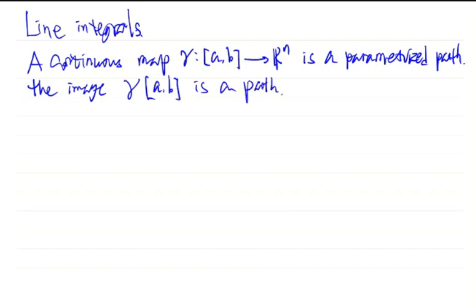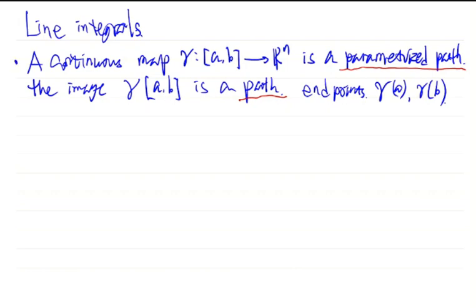So the parametrized path and the path are different. The parametrized path is a map, but the path, as the image of the map, is a subset of Rn. So it is a geometric object in our space. Also, the path has endpoints, that is gamma A and gamma B. So this is the first notation, very easy.